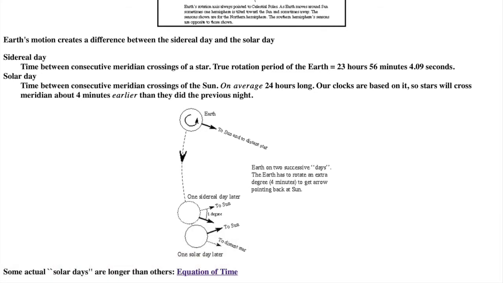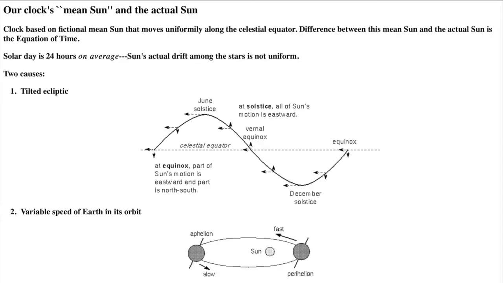The last slide of the lecture describes something called the equation of time, which explains why some actual solar days are slightly longer than other solar days. Remember that a solar day is the time between successive noon passages of the sun across the meridian. Next slide. Our rock-steady clocks use a fictional mean or average sun moving uniformly eastward along the celestial equator. The difference between this mean sun and the actual sun, which goes up above and down below the celestial equator throughout the year, is called the equation of time.